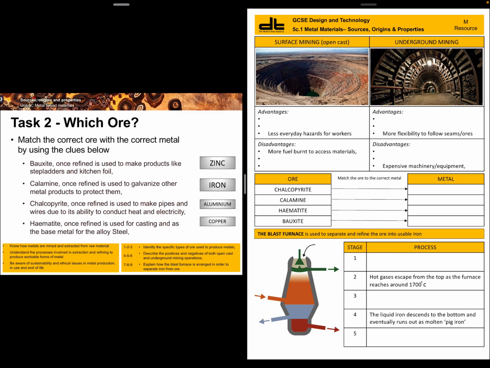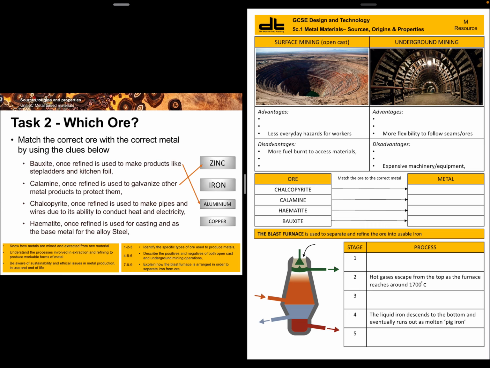So, different ores produce different metals. You've got to try and match the correct ore with the correct metal by using the clues below. So, bauxite. Once it's refined, it's used to make products like step ladders and kitchen foil. Okay, aluminium. Calamine, once refined, is used to galvanise other metals in order to protect them. Zinc. Zinc is the coating that you get in the galvanisation process.